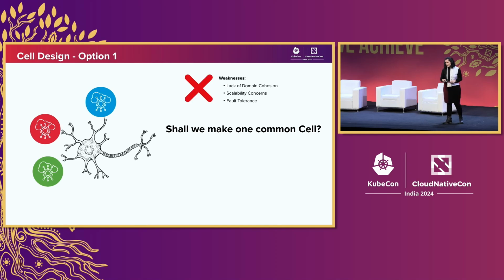Why is this not a right pattern? Because this has certain weaknesses as per cell-based architecture. This lacks the domain cohesion. So if I put all of them in a cell, it means I'm doing a monolith. We don't want to go that route, right? We have come all the way for microservices, and then we mess up with these things and come up with, again, a monolith. Scalability will be a concern, because you cannot scale everything on cloud all together. Then fault tolerance will be a big issue.